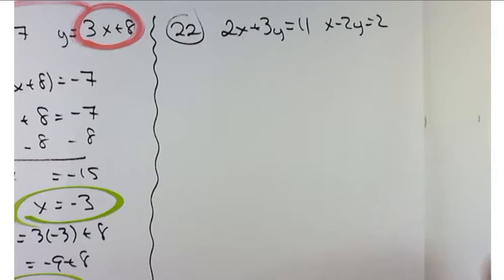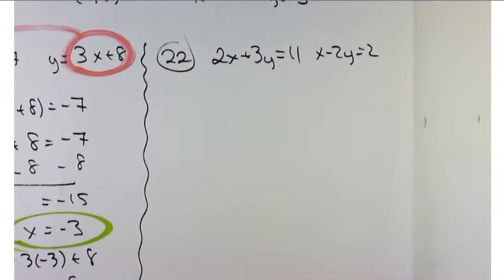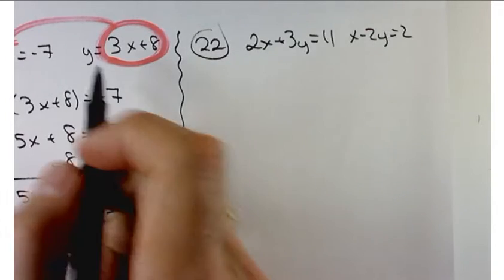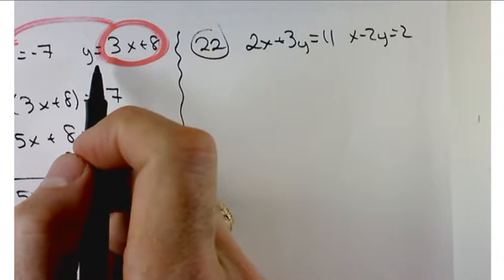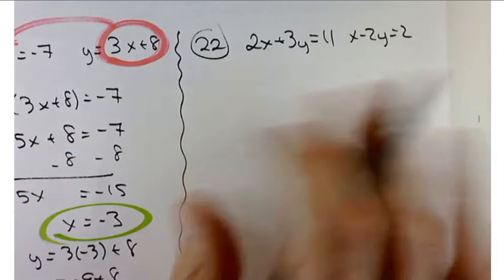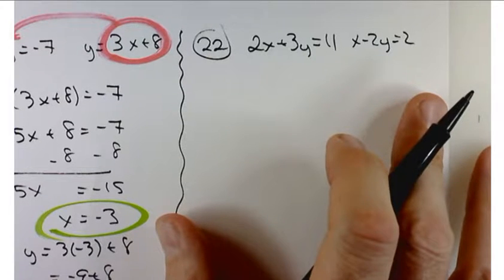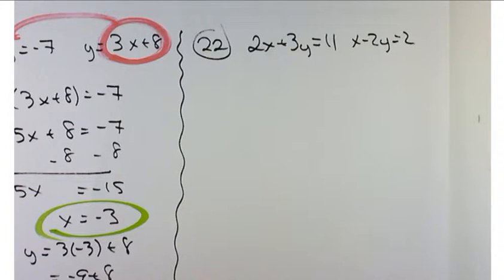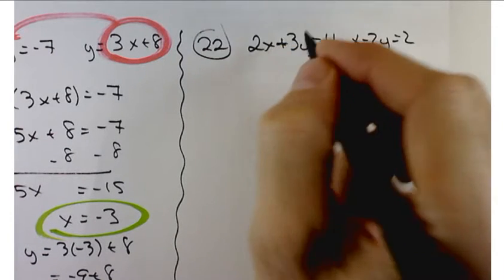Okay, same thing here, except we have to do a little bit of work now to solve for x or solve for y. We're not giving it to us on a platter like we were in the last one. The last one had y by itself already solved for. We don't have that in problem 22, but we can get it. Is there a way to easily get x or y by itself from one of the equations?